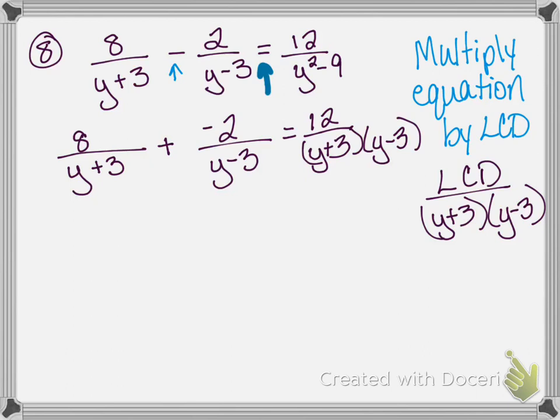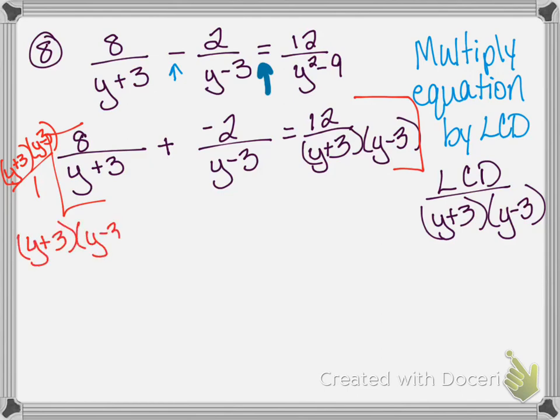So my next step is to multiply my entire equation by y plus 3 times y minus 3 over 1. So I've got y plus 3 times y minus 3 over 1 times 8 over y plus 3. And then I'm going to do that again.